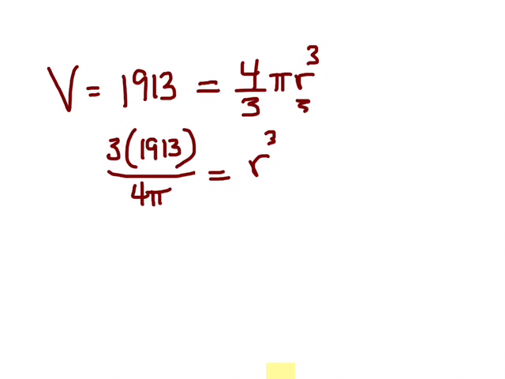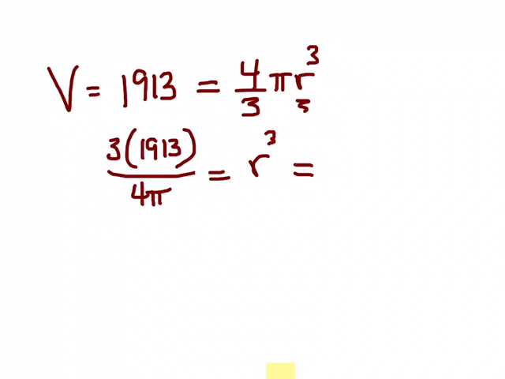Okay, so make sure you understand that algebra. There was a divided by 3 on the right, so to get rid of that, I multiplied by 3 on the left. There's 4 pi times the r cubed on the right, so to get rid of the 4 pi, I divided by 4 pi. What's left on the right is now just r cubed.